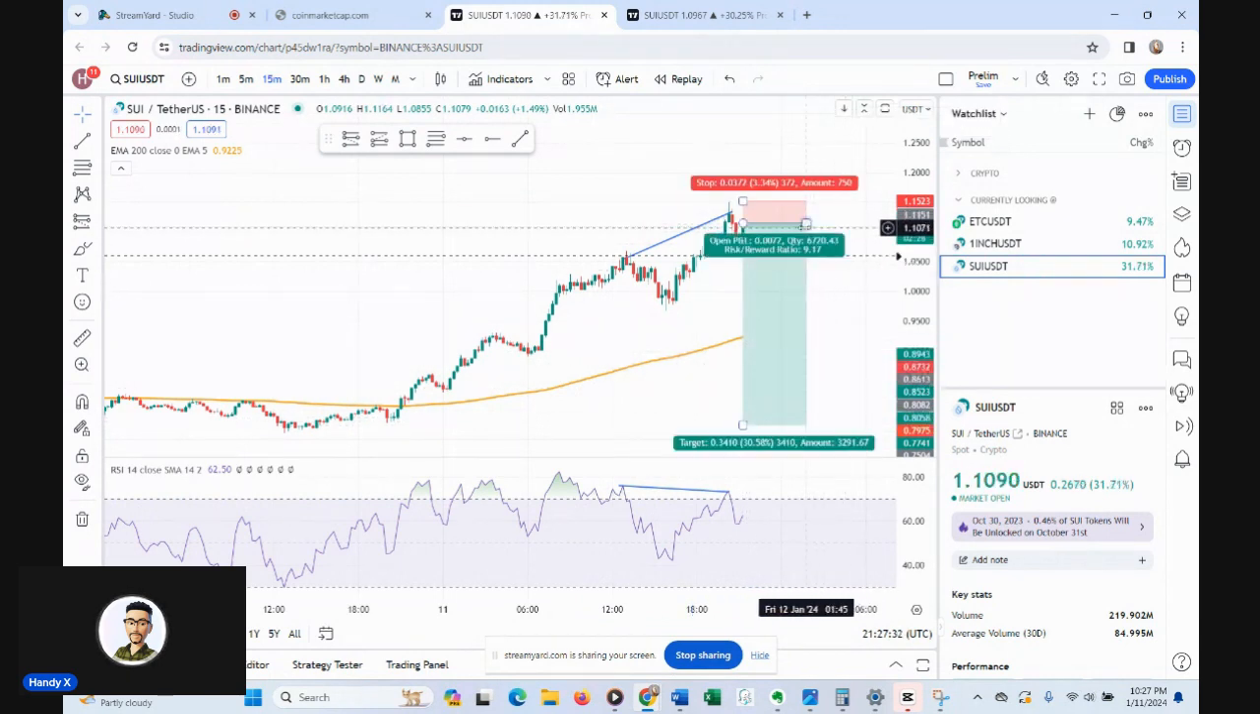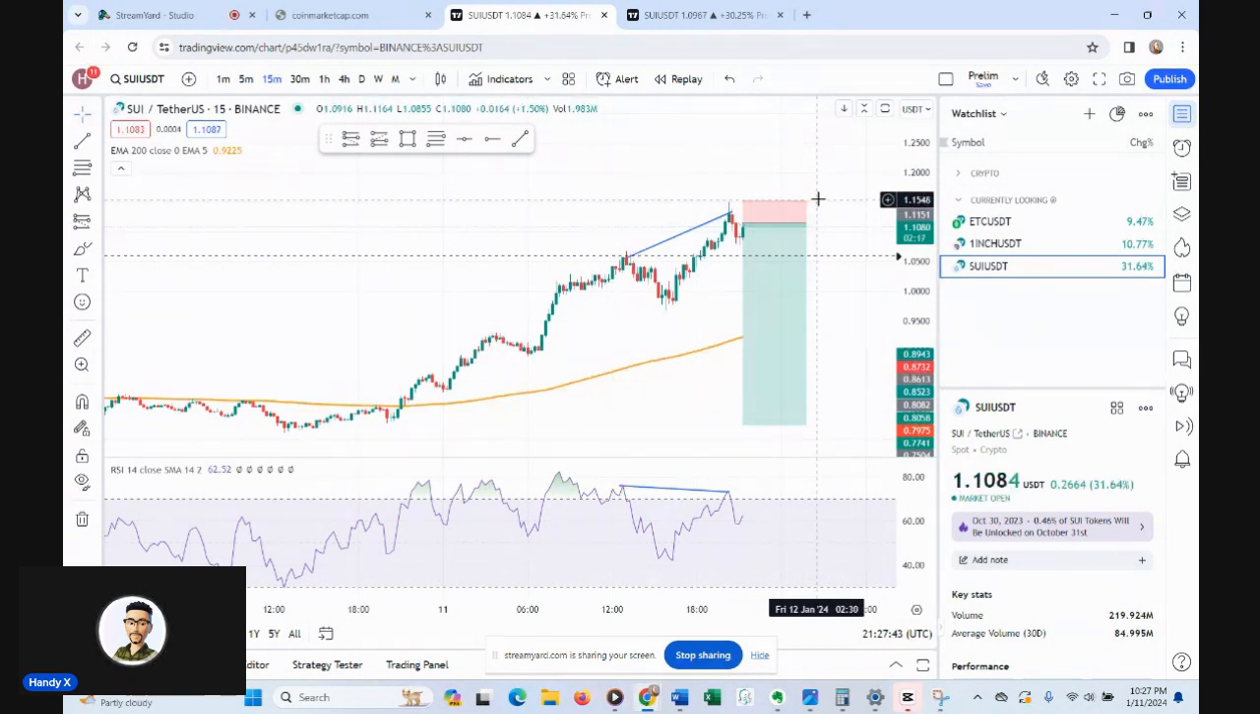So your entry will be at this point, 1.1146, and then your stop loss will be around this point, 1.1548, and then your take profit will now be at this point.